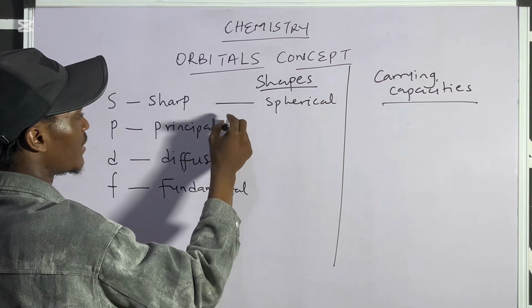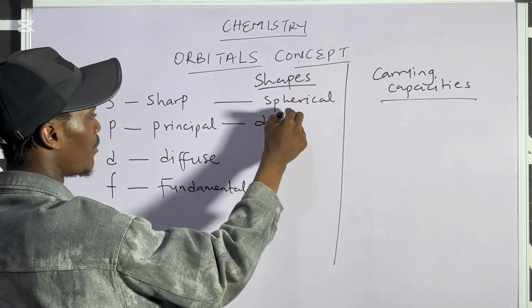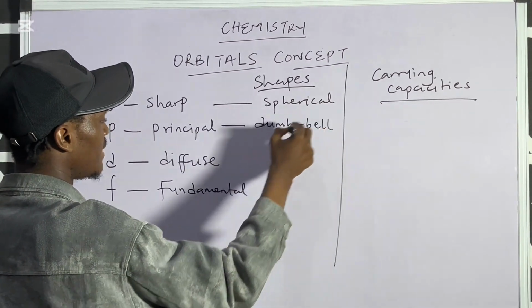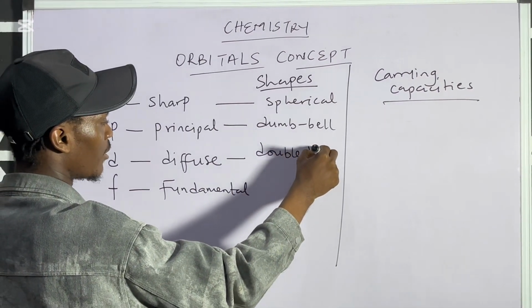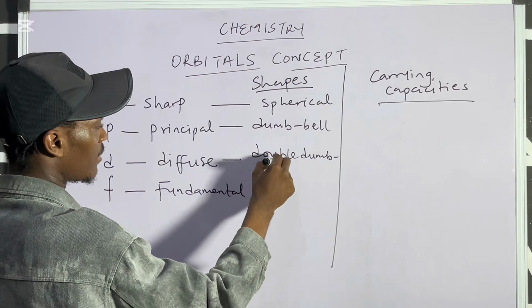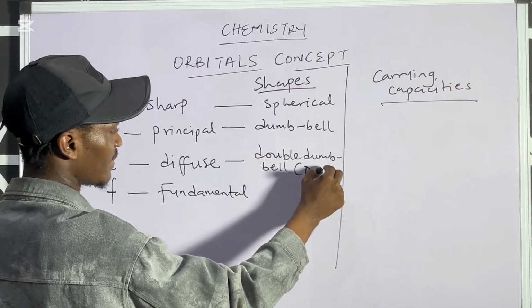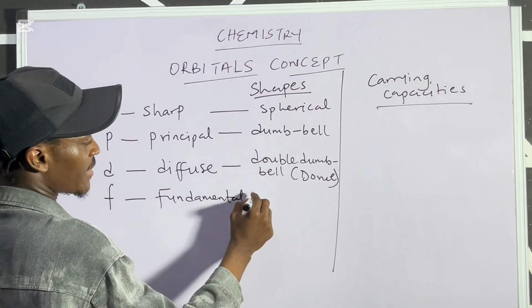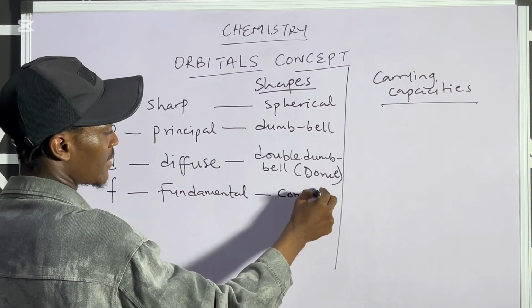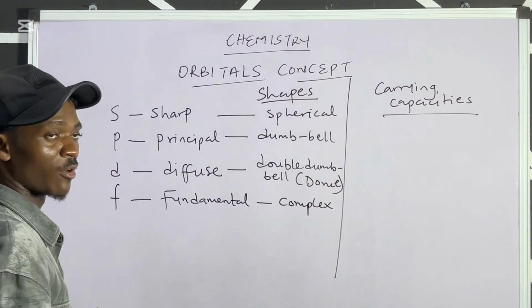Then the p orbital is dumbbell. The d orbital is double dumbbell, or you can call it dome. That's another name for double dumbbell. Then the f orbital is complex. All right, so these are their respective shapes, so don't forget that.